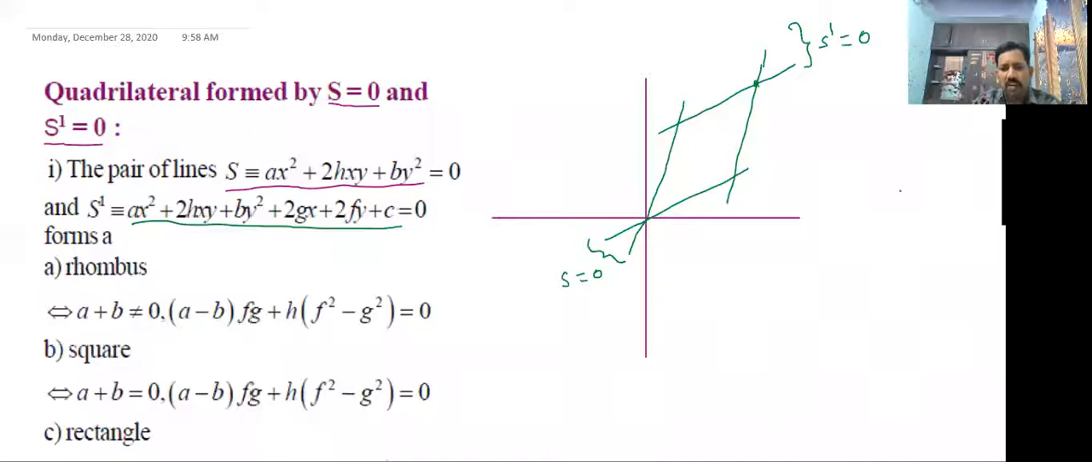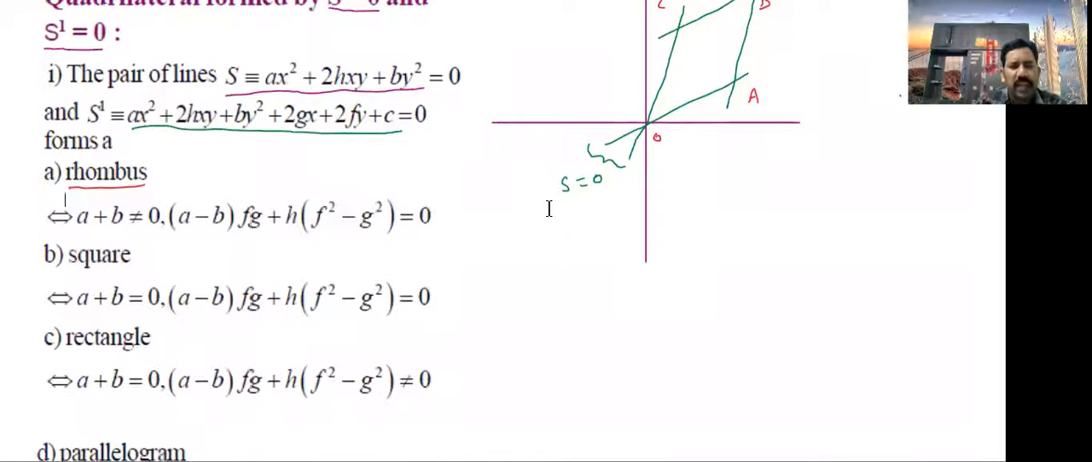Now finally we got, this is O, this is A, B, C. OABC, one quadrilateral. Then which type of quadrilateral is that? Here the shortcut formula, please note down. Rhombus. We know that in a rhombus, the angle between adjacent sides is not 90 degrees.